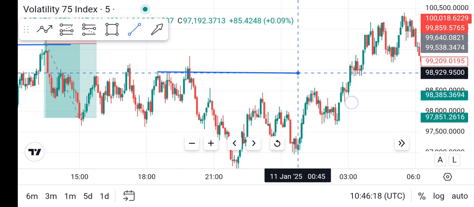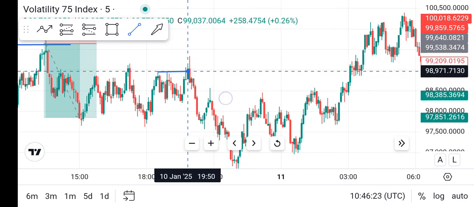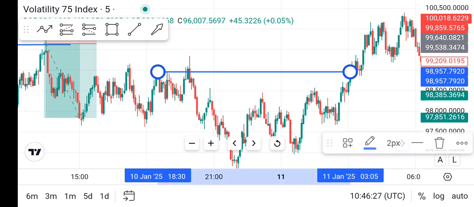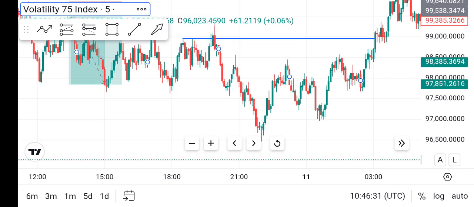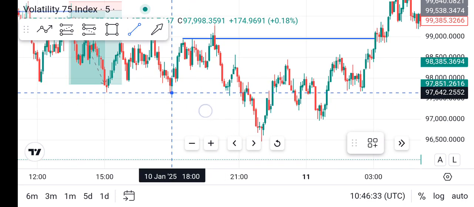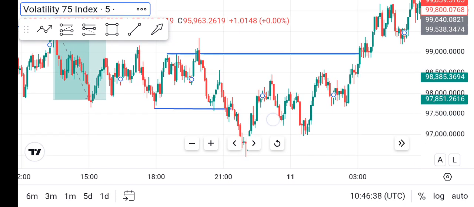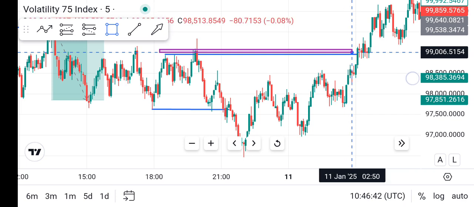Now, in this setup, we saw a break of structure to the upside here. After seeing this break of structure, you can extend your horizontal line. After extending it, we wait for a change of character, which happened right here. A change of character. Then we are expecting price to come to this zone, and we are expecting a good reaction.